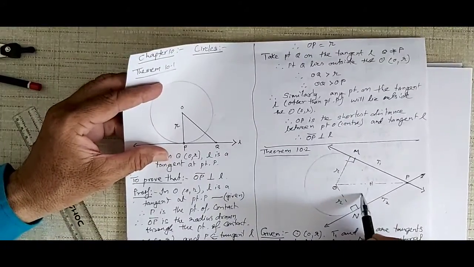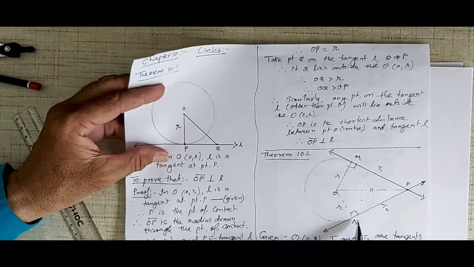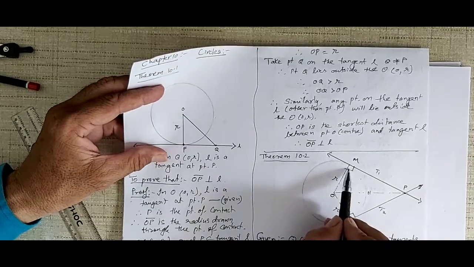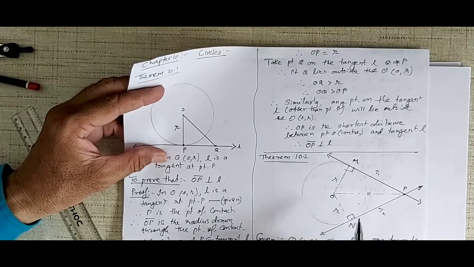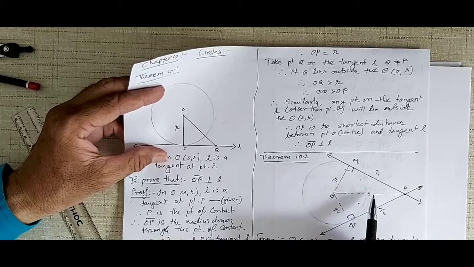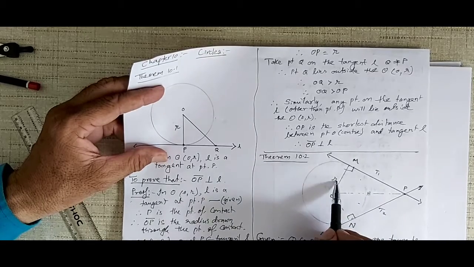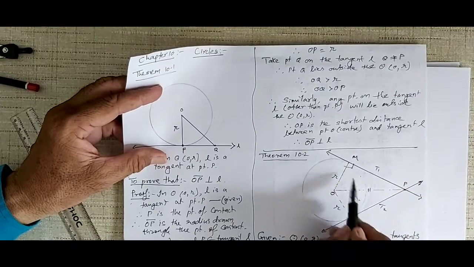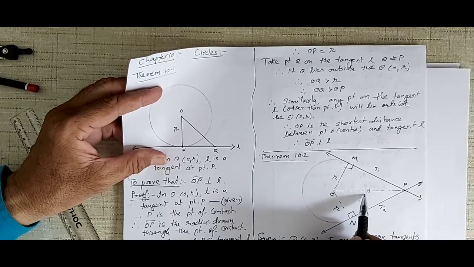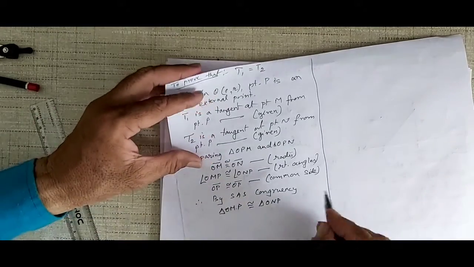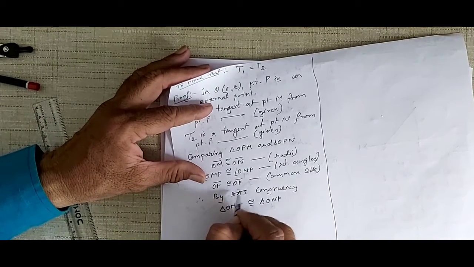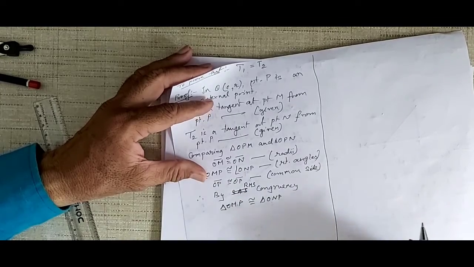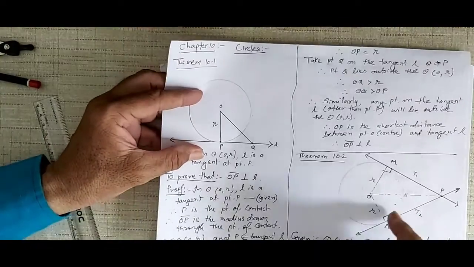We have compared these two triangles. OM is equal to ON, radii of the same circle. OP is equal to OP, common side. And angles OMP and ONP are right angles. By side, angle, side congruency. In fact, this is not side, angle, side. It is RHS: right angle, hypotenuse and one more side. So it should be RHS. By RHS congruency, these two triangles are congruent.